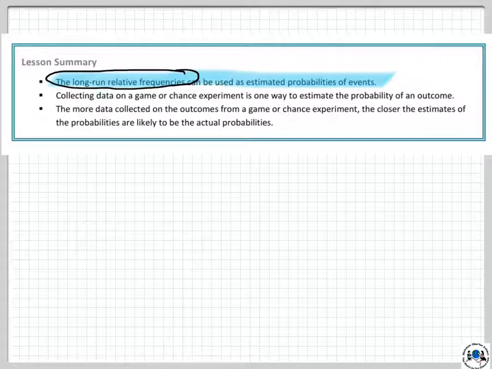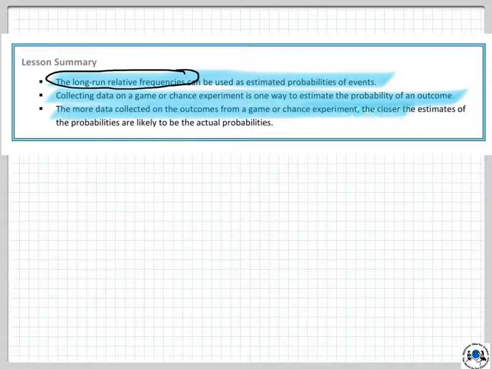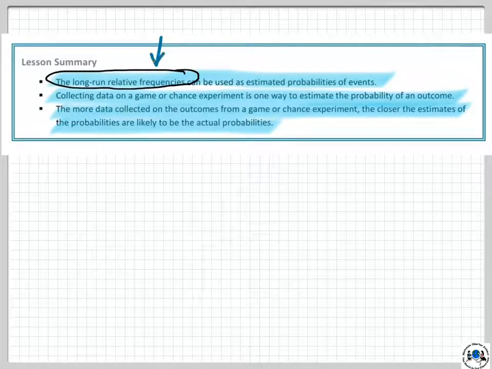Okay, collecting data on a game or chance experiment is one way to do these things, and then the more data collected on the outcomes from a game or chance experiment, the closer the estimates of the probabilities are likely to be to the actual probabilities, which is exactly what I said up here, and seems to be pretty much the same thing. So again, collecting more data is going to get us closer, or make our estimates closer.